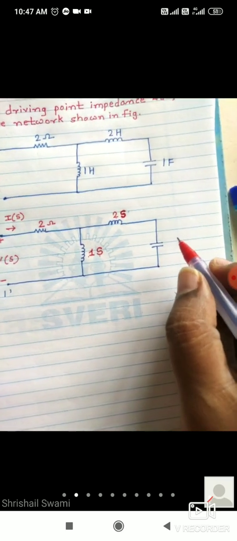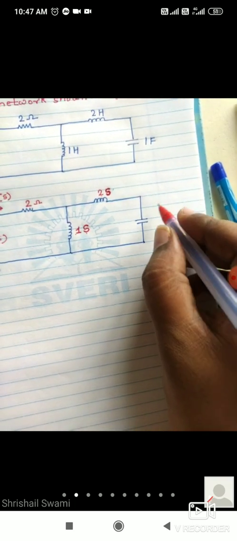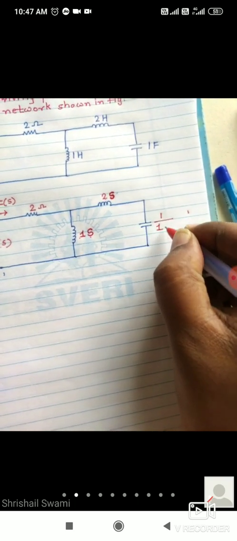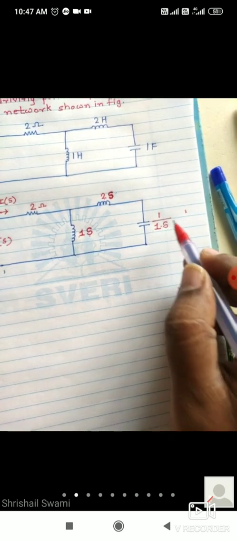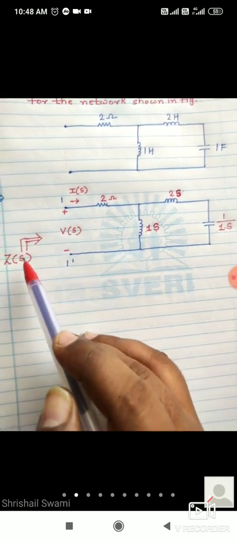And for a capacitor it is 1 upon CS, where C is the value of capacitance. That is 1 farad, so 1 upon 1 into S. So first of all you have to convert the given network, which is given in the time domain, into the Laplace domain, mentioning all those variables along with what you are going to calculate. Everything you can mention, and then you can start to solve.